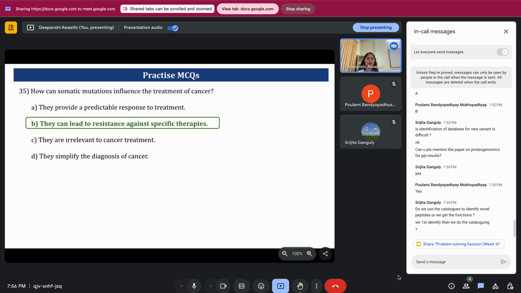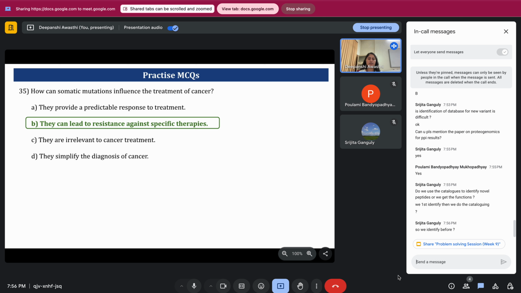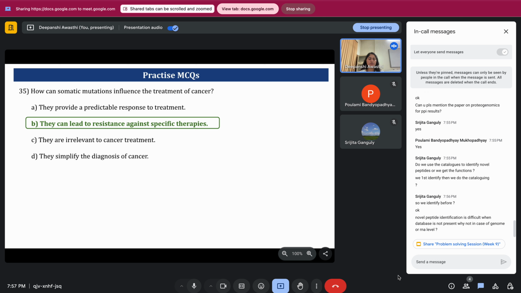What I mean with cataloging is that you have the information and you are storing it or managing it. That is known as cataloging. You are preparing catalogs. So if you have the information of novel peptides and you know from which particular transcript they might come, you catalog that information, you store that information. According to my perspective, that is cataloging. So I think we first identify those peptides and then we catalog them.